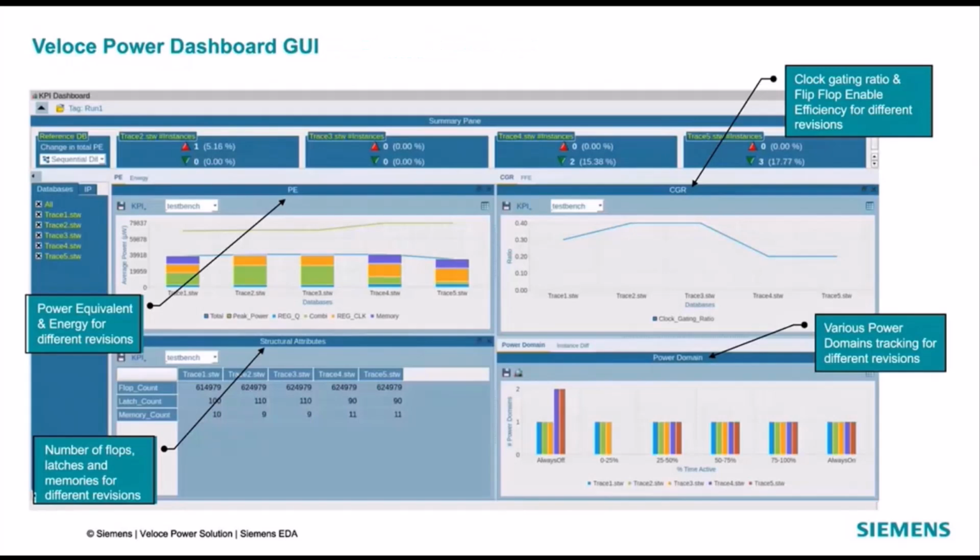This is a dashboard that we provide that allows you to have your power database for different RTL releases, different tests, and you can compare the trend for your key power indicators. You can look at your clock gating efficiency. You can compare it with the reference database that you have and see whether you're doing better or worse. Your structural information is available. Also, your power domains, if you're using UPF, are available, and the coverage on your power domains, how well you are exercising different power domains.